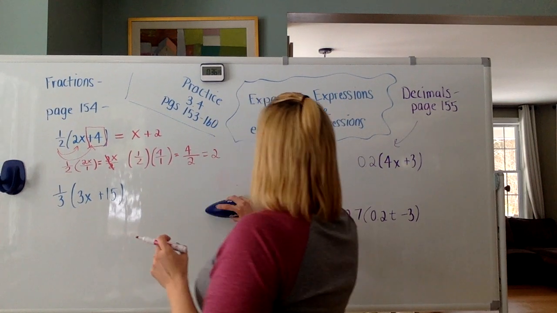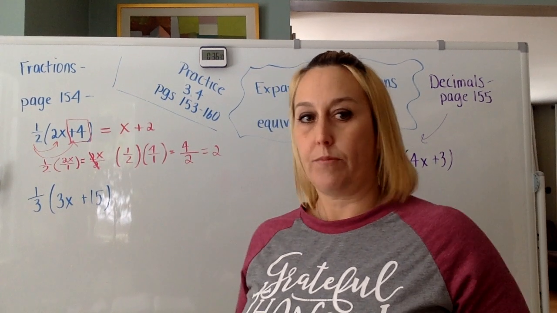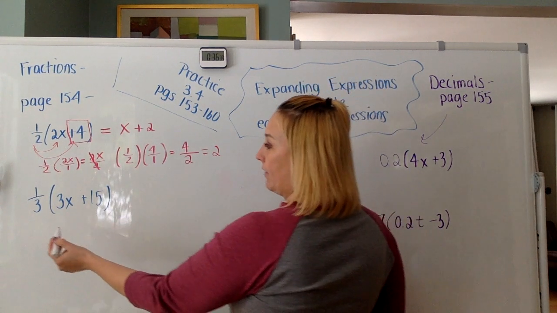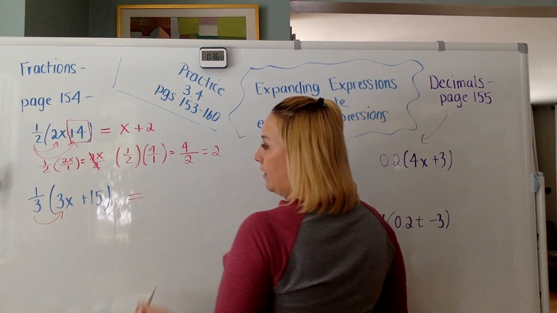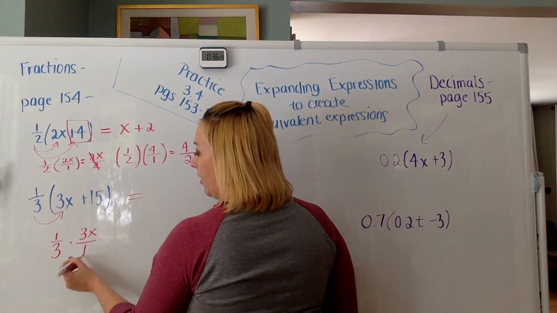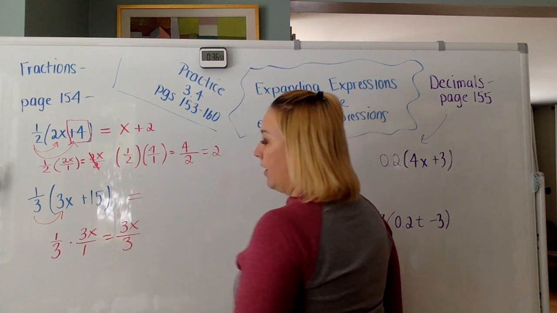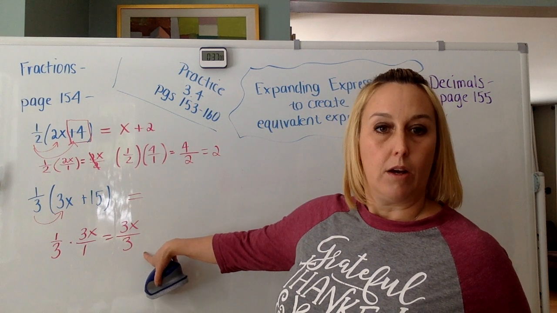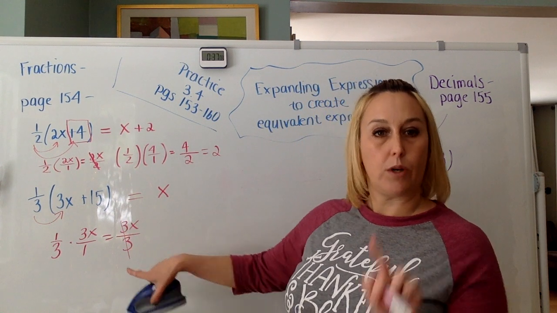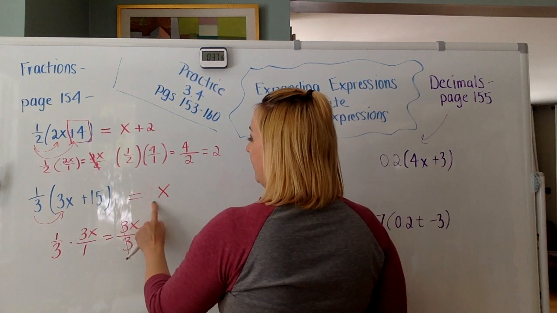Okay, so we've got another example here with 1/3. 1/3 times 3x plus 15. Again, I'm going to distribute my 1/3 to 3x. So I'm going to say 1/3 times 3x over 1, right? 1 times 3x is 3x, 3 times 1 is 3. So 3x over 3 is the same as saying x, because 3 divided by 3 equals 1, and 1x is the same as just saying x, okay?